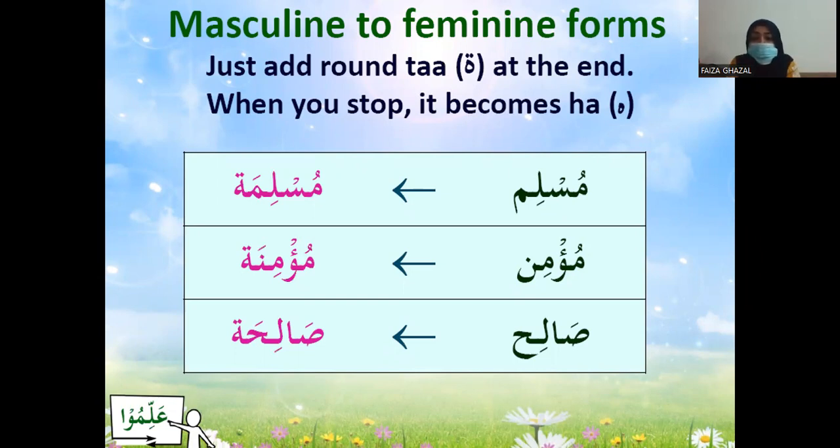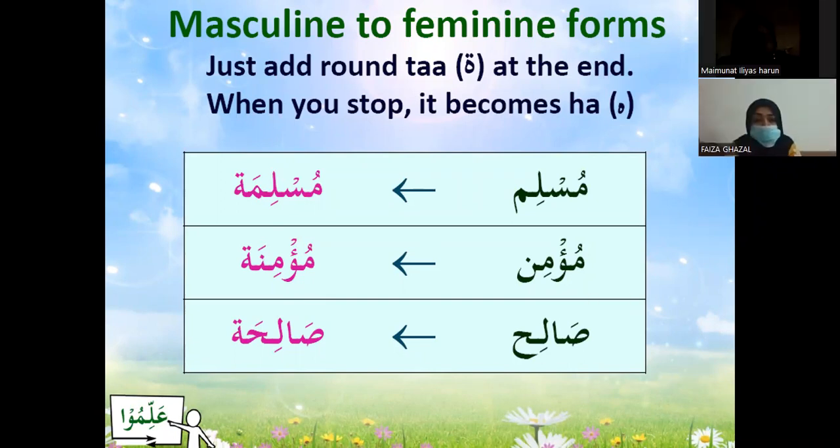Same goes for mu'min. We add the ta marbuta and it becomes mu'minah. Salih becomes salihah. So anyone wants to revise this table? Yes. Miss Jannat, I think. Walaikum assalam wa rahmatullahi. Sister, go ahead, please. Muslim, Muslimatun, Mu'min, Mu'minatu, Salih, Salihatu.